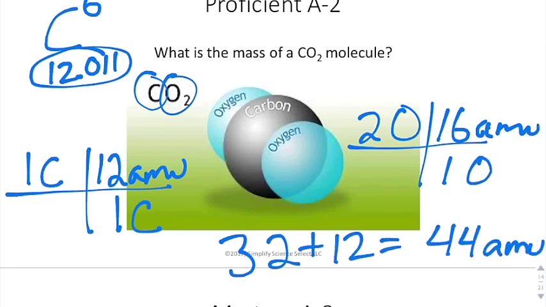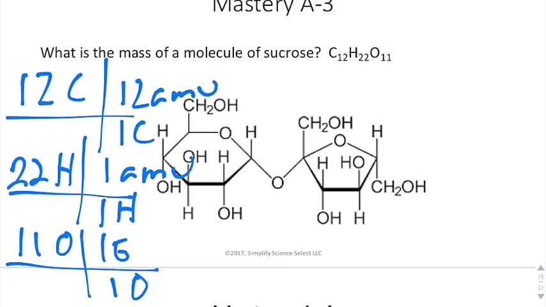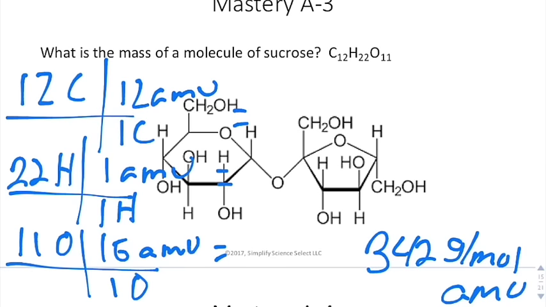Next, it says, what is the mass of a molecule of sucrose? And you have C12H22O11. At this point, you would do the exact same procedure that we just did, but on a little bit larger scale. You've got 12 carbons. One carbon is 12 AMU. You would say I have 22 hydrogens. Each hydrogen is 1 AMU. And then you would say I have 11 oxygens, and each one oxygen is 16 AMU. You'd multiply those out, and then you'd add up the total, and when you do, you should get something like 342 grams per mole, or AMU. You could write it either way.